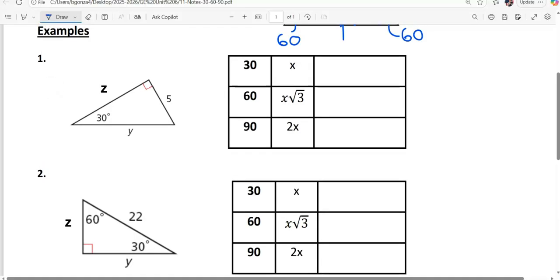Now, if I have 30 and I have 90, what is this going to be? 60. 30, 60, 90. Okay? Now, the only thing labeled on the sides is this 5. This 5 is across from 30. So which row am I going to put it on? 30. So x is going to equal 5. Does that make sense? 5 is across from 30. So across from 30, 5 is x.